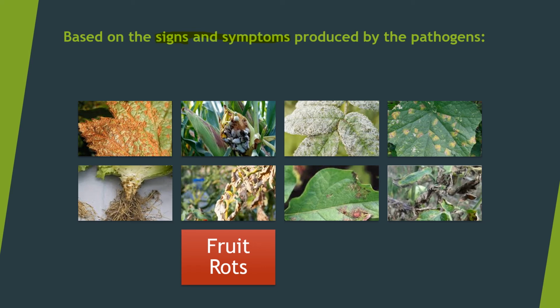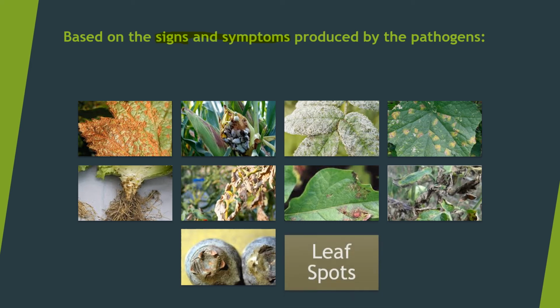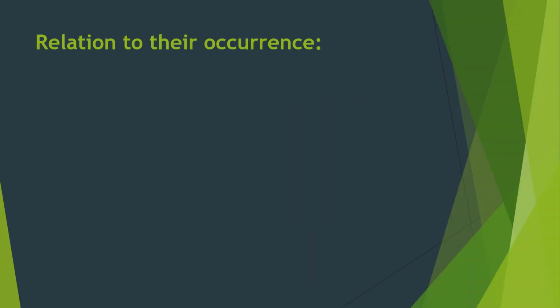And here, fruit rots. So fruit rots are easy to classify. You can just see fungus growing on the fruits. And leaf spots, variable leaf spots like black spots, you can see dark brown spots, spots with gray center. Okay, so all of those were described on the basis of their appearance, signs and symptoms.